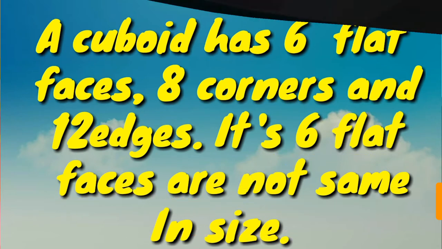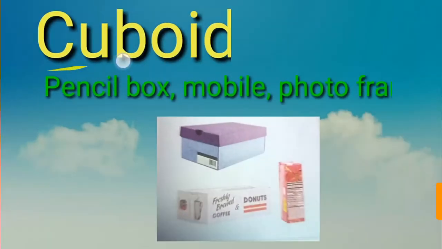Now, examples of cuboid: pencil box, mobile photo frame, cardboard box or shoe box, any biscuit box, toothpaste boxes or medicine boxes. Many more things are in cuboid shape.